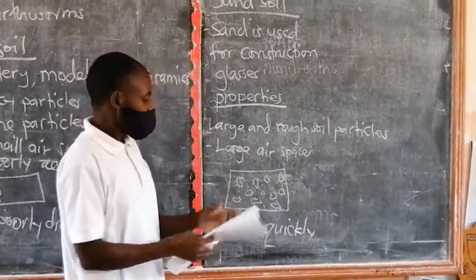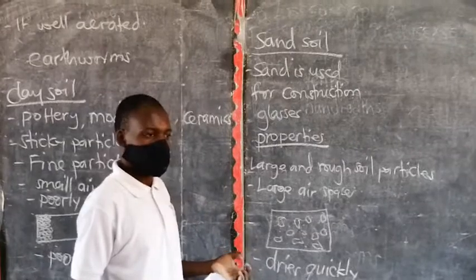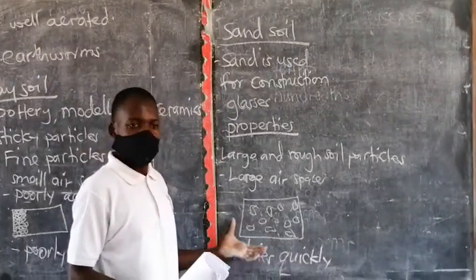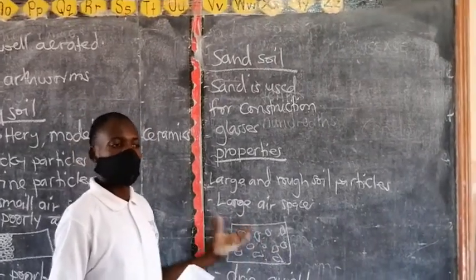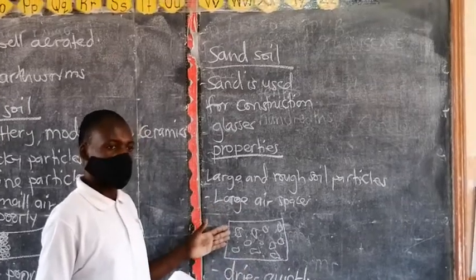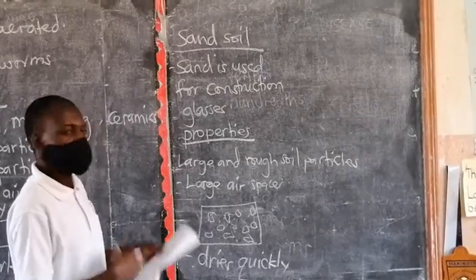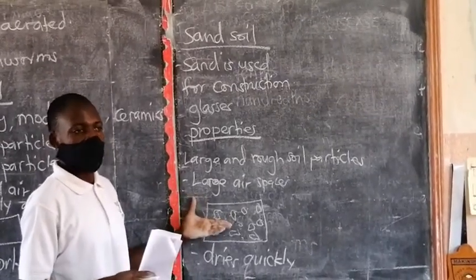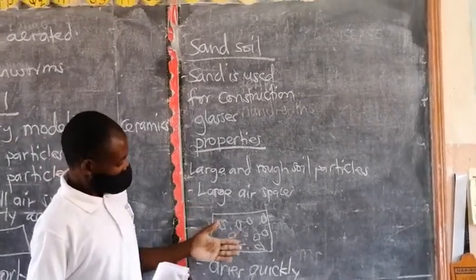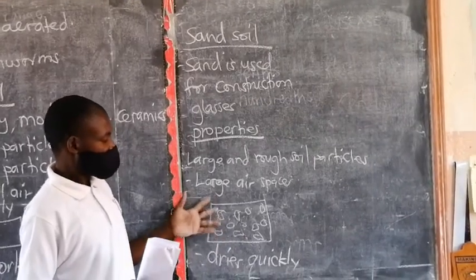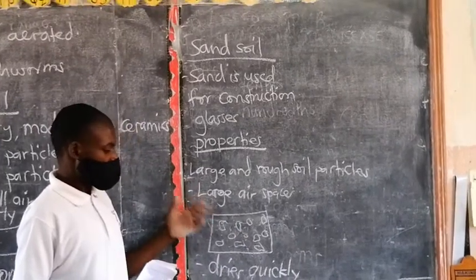Then, as I said, sand soil is not good for agriculture. We cannot grow our crops in this sand soil. Why is sand soil not good for agriculture? The reason is that sand soil lacks or has little humus. Two, it has high drainage. It drains water very fast, so you cannot rely on it. I think those are the two reasons why we cannot grow crops in sand soil: it lacks humus and it has high drainage.